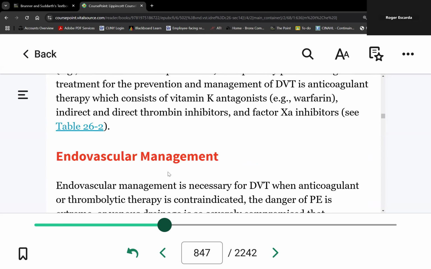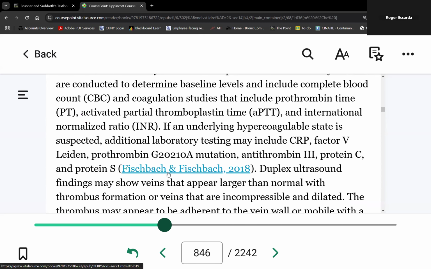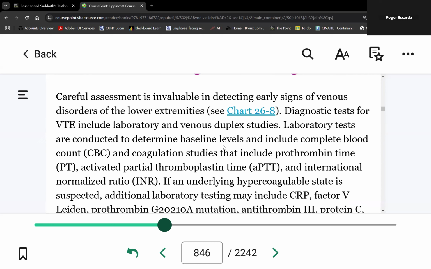Let's go back to diagnostic findings. How do we know you have a clot? Well, if it's a DVT, the non-invasive test will be a D-dimer.